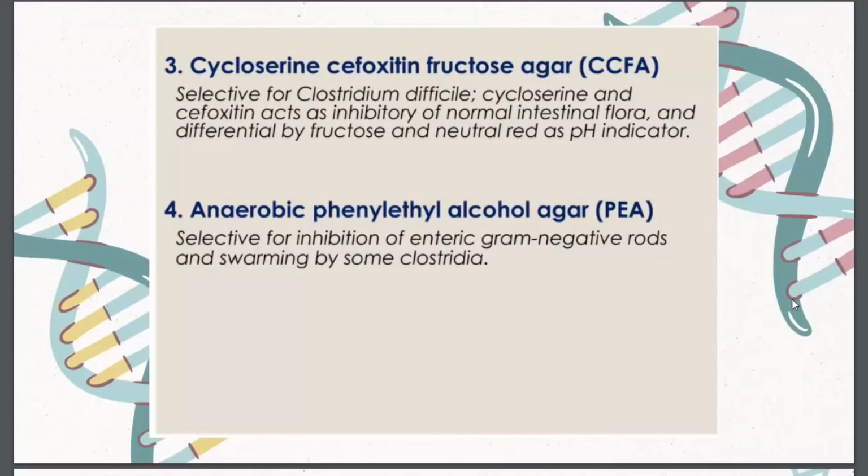Right. So number 4 is anaerobic phenylethyl alcohol agar, or the PEA, selective for inhibition of enteric gram-negative rods and swarming by some Clostridia.